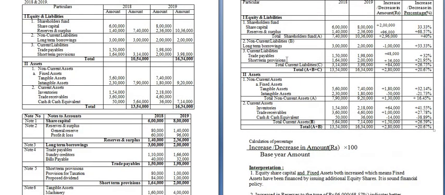Now first interpretation is about share capital and fixed asset. Okay, here you can check, share capital is increased. So what interpretation we have done? Equity share capital and fixed asset both increased, which means that fixed assets have been financed by issuing additional equity shares.